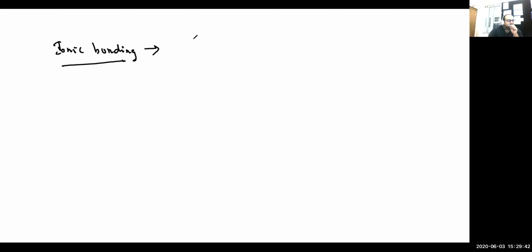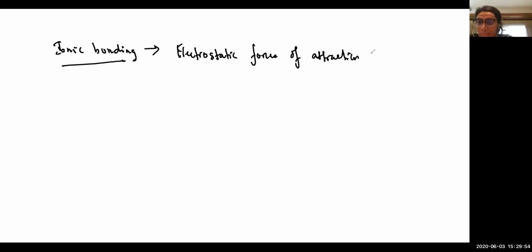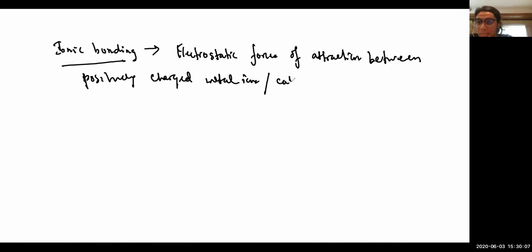Define ionic bonding. Electrostatic forces of attraction between positively charged metal ions or cations and negatively charged non-metal ions. Very good, thank you.